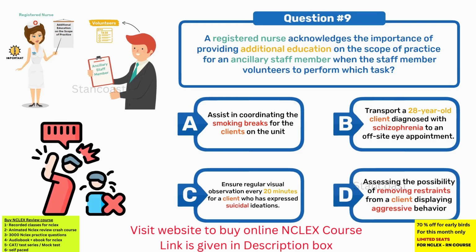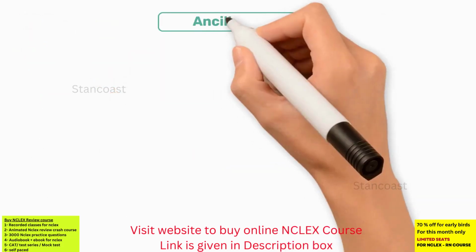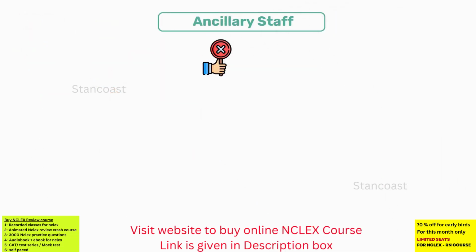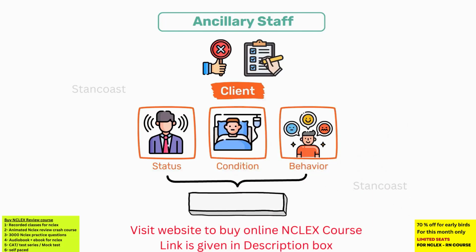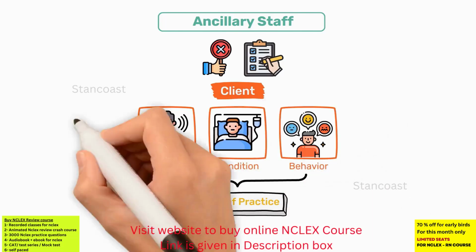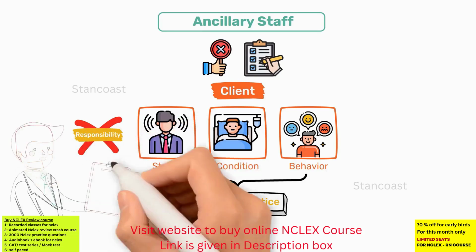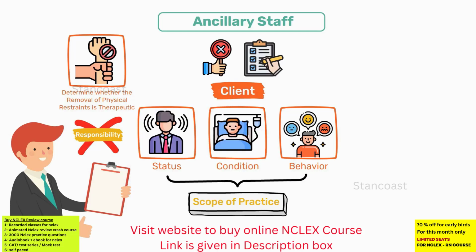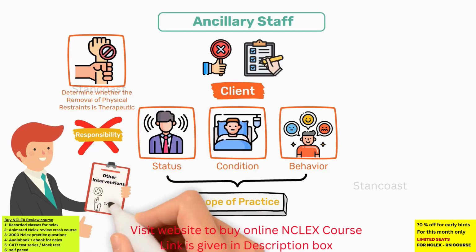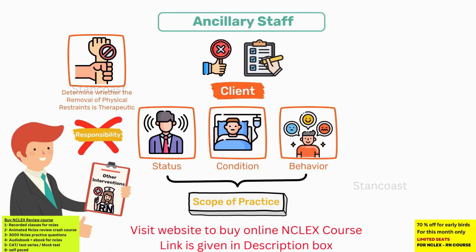The answer is D. Assessing the possibility of removing restraints from a client displaying aggressive behavior. Ancillary staff are not responsible for evaluating client status, condition, or behavior as part of their scope of practice. It is not the responsibility of ancillary staff to determine whether the removal of physical restraints is therapeutic. Other interventions can be carried out by ancillary staff as determined by the RN.